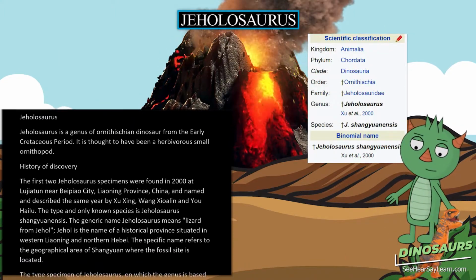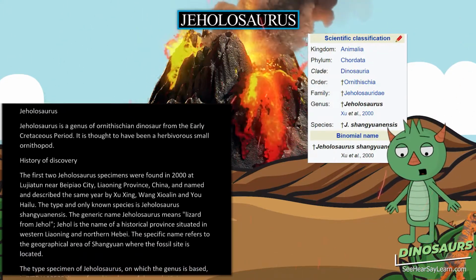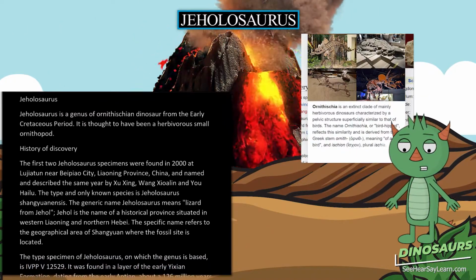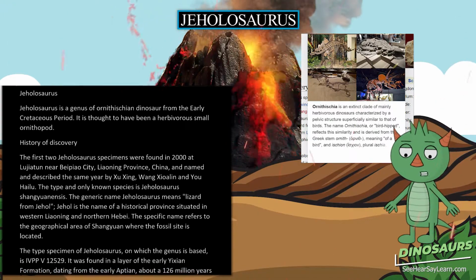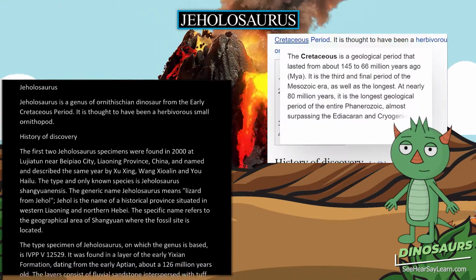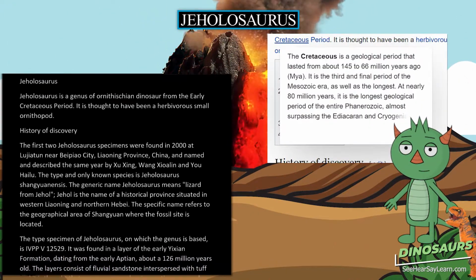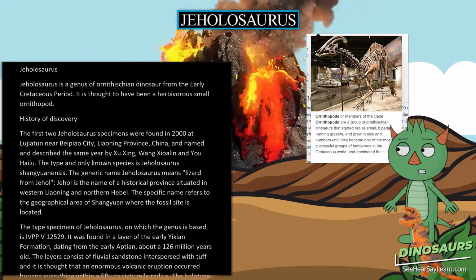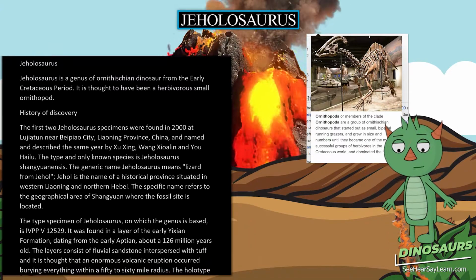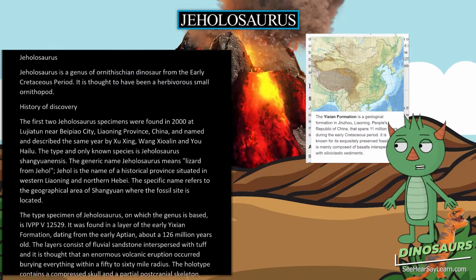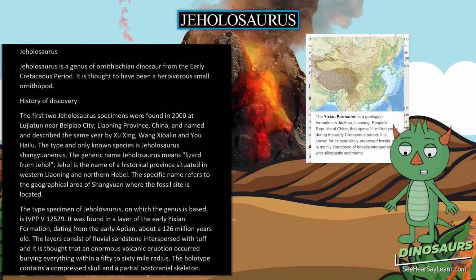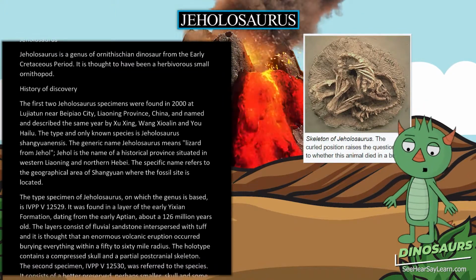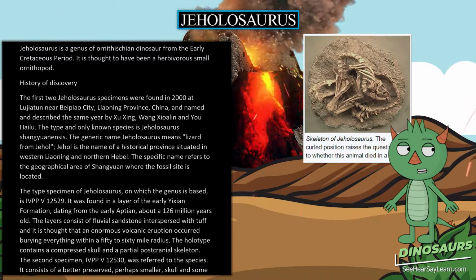History of discovery. The first two Jeholosaurus specimens were found in 2000 at Lujiachun near Beipiao City, Liaoning Province, China, and named and described the same year by Xu Xing, Wang Shoulin, and Yu Hailu. The type and only known species is Jeholosaurus shaguanensis. The generic name Jeholosaurus means lizard from Jehol. Jehol is the name of a historical province situated in western Liaoning and northern Hebei. The specific name refers to the geographical area of Shagyuan where the fossil site is located.